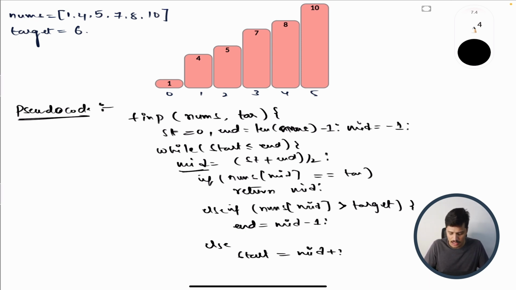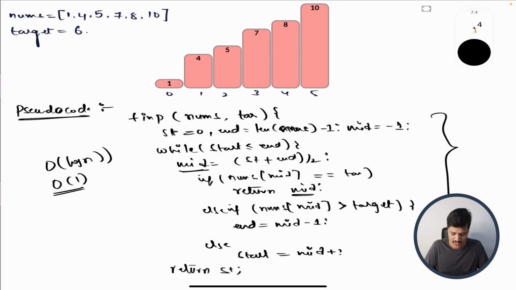Okay, once this logic is completed, if at all the value is not found, start index will be having the index at which the target can be inserted. That means after completing the while loop, we can simply return start index. So this is the implementation of the solution in binary searching technique. Obviously the time complexity will be order of log n, and the space complexity will be constant, which is nothing but order of 1 for this approach.